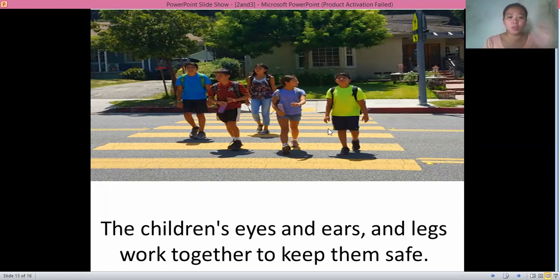So look at, for example, these children. They did not use their ears and eyes, only their legs. They keep on walking and walking. They're not looking to their left and right, and they're not hearing anything. They are not listening to the sound of cars coming. So the tendency will be, they will get into an accident because they are not using their ears and their eyes. So it's good that we are always working together like our sense organs.